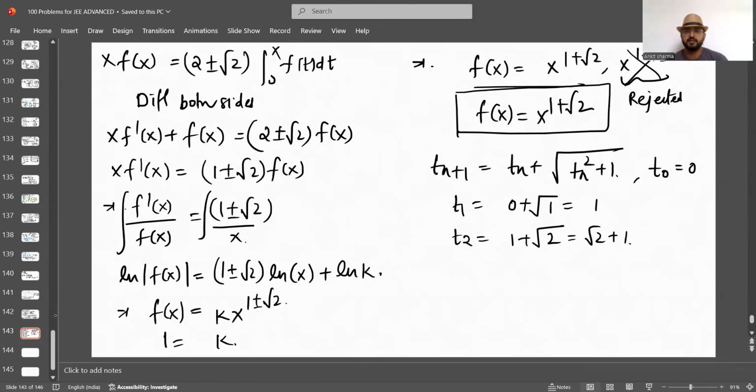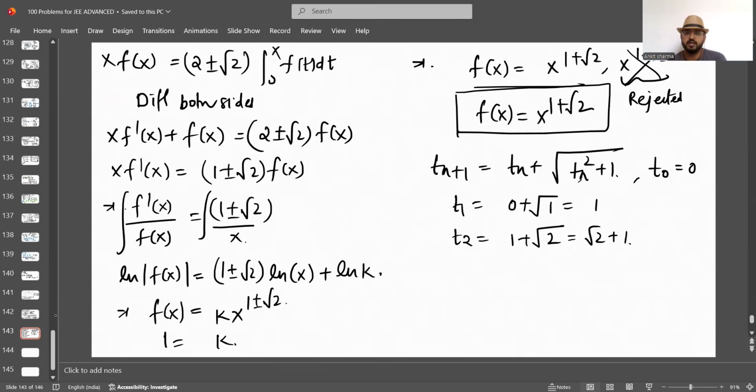So if you see here, 0, 1, root 2 plus 1, I cannot generalize this into some direct form. Basically, it's not just any algebraic polynomial we can get. This requires another kind of substitution here. So if you look at this, then T(n+1) equals Tn plus root of Tn squared plus 1.